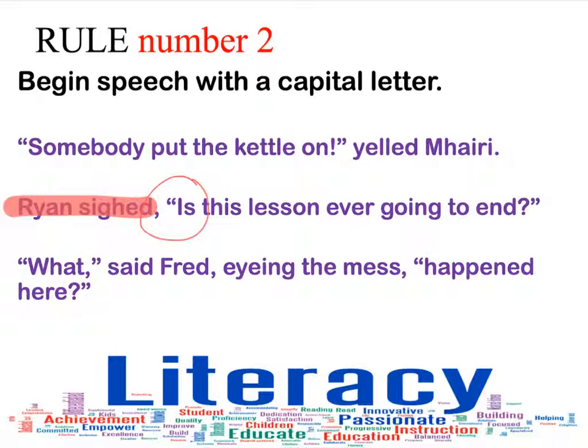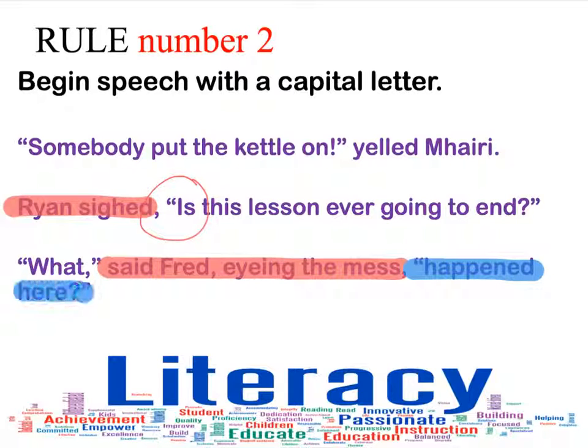In example 3, we are given some information about the person who is speaking, which interrupts the direct speech. When the dialogue begins again, we don't need a capital letter because "happened" here is part of the same sentence as the "what" that came before.